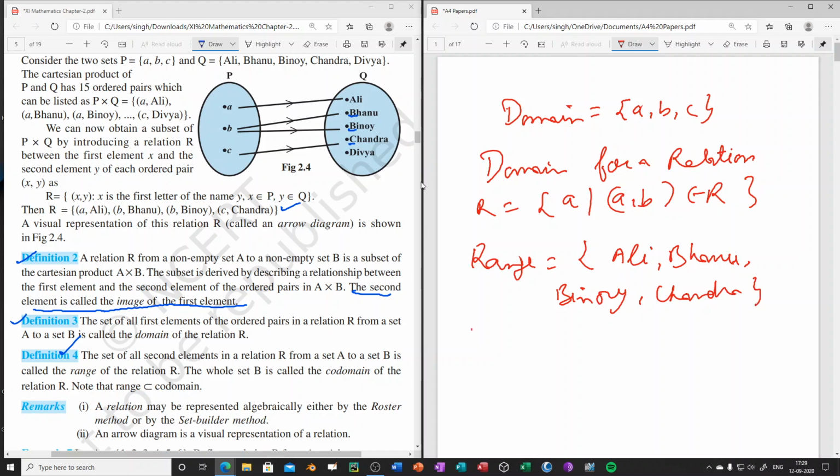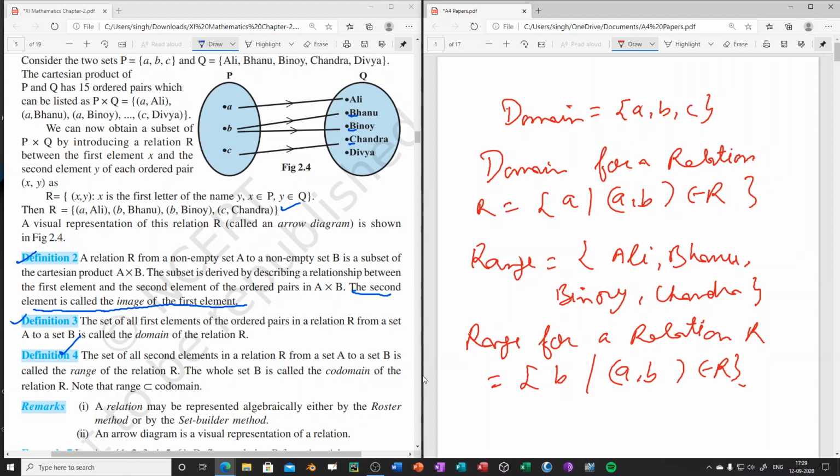So what is range in general? Range for a relation R is equal to the collection of all b such that (a, b) belongs to R. So this is the meaning of range. And here also this R is the relation R. It is not to be confused.